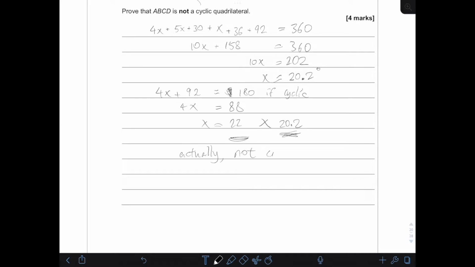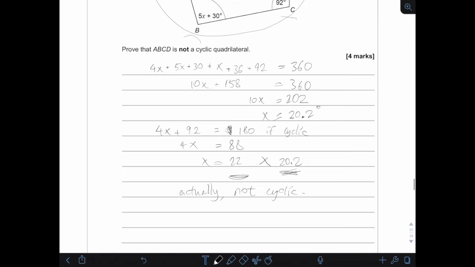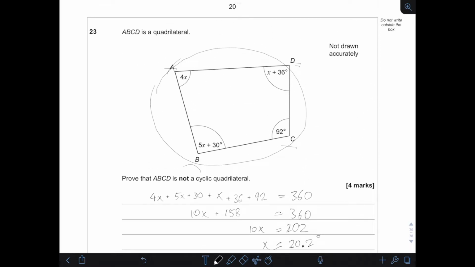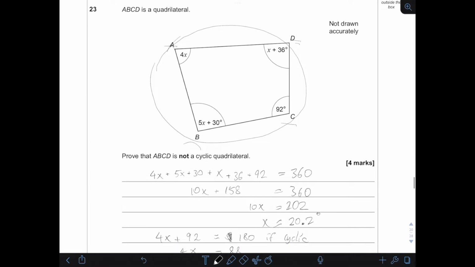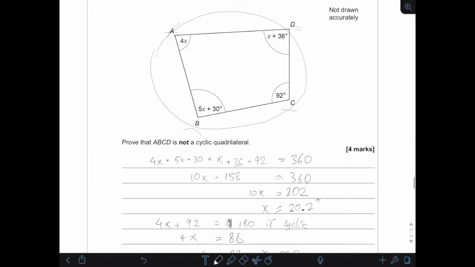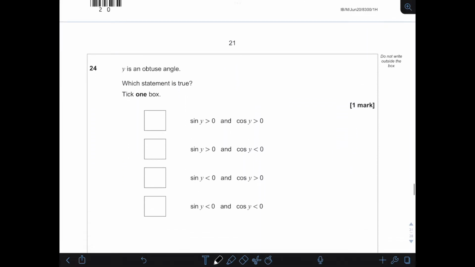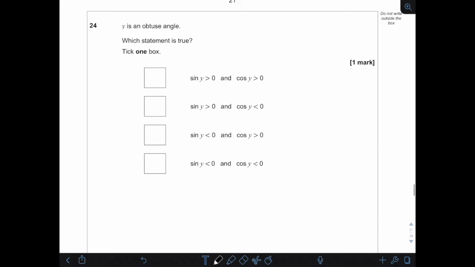So we have a contradiction here, which means that actually it's not cyclic. So this is proof by contradiction, which is relatively straightforward, but it's a bit confusing, especially if you don't know what a cyclic quadrilateral is and their properties. Revise your circle theorem if you're confused.